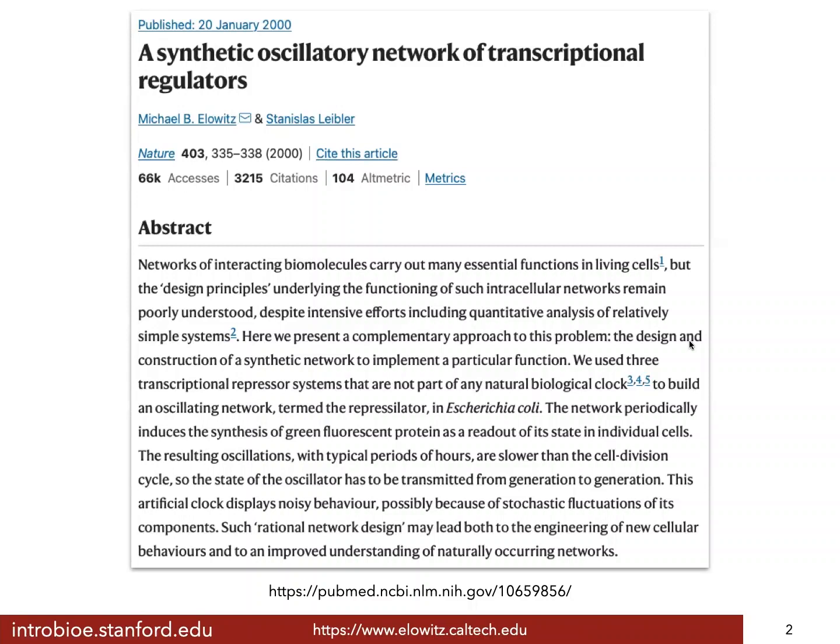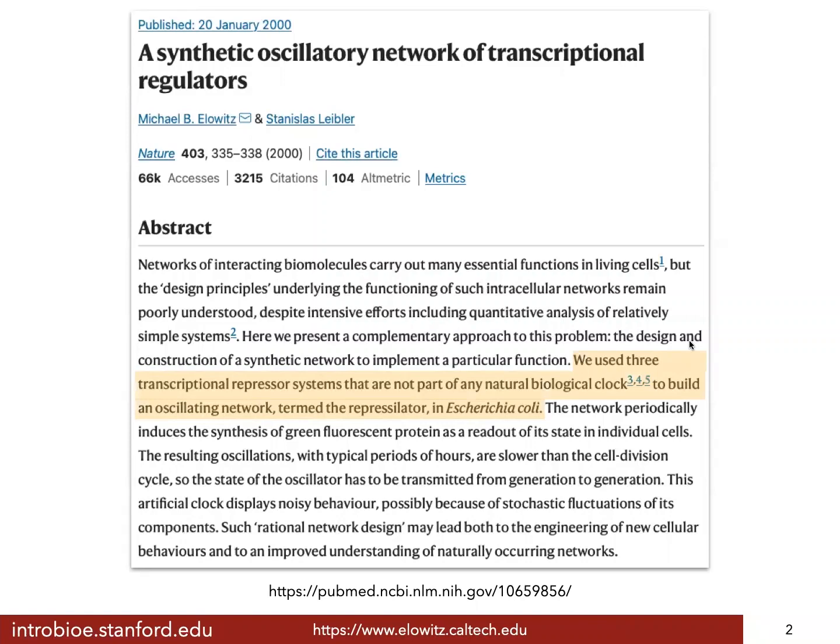We used 3 transcription repressors that are not part of any natural biological clock to build an oscillating network termed the repressilator. And that's a good claim. So let's highlight that. Any other claims? The network periodically induces synthesis of a green protein as a readout of the clock, and the resulting oscillations, which are typically hours long, are slower than the cell division. Okay, interesting. So the state of the clock is transmitted, okay.